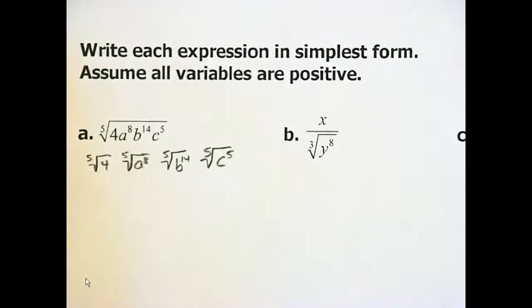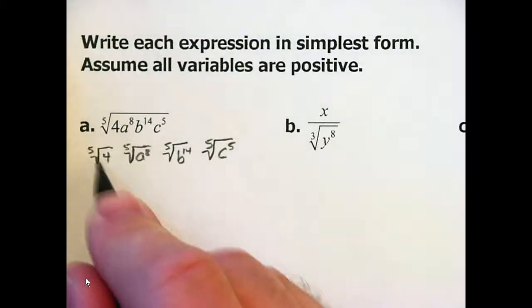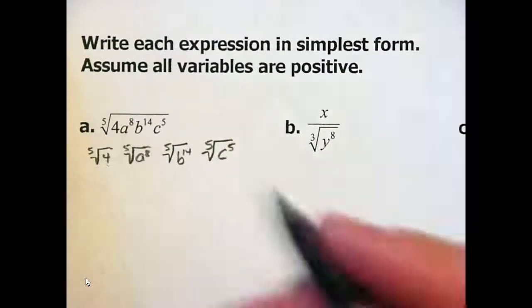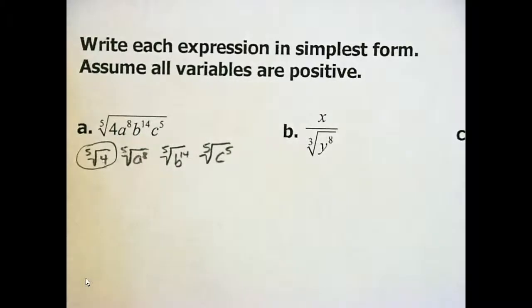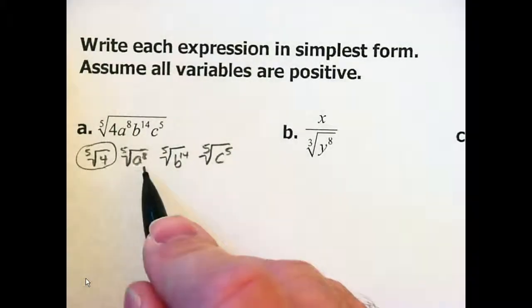All right, well, when I continue with that there, this 4, I'm never going to take the 5th root of, so I'm done right there. That's a dead end. I'm stopping. Okay, circle it and move on. 5th root of a to the 8th.